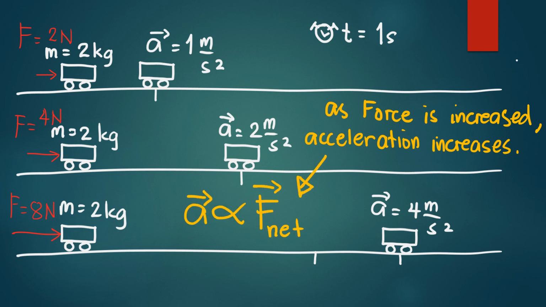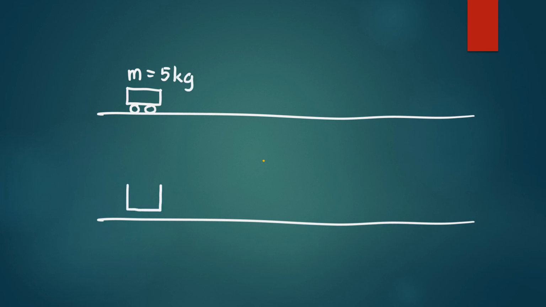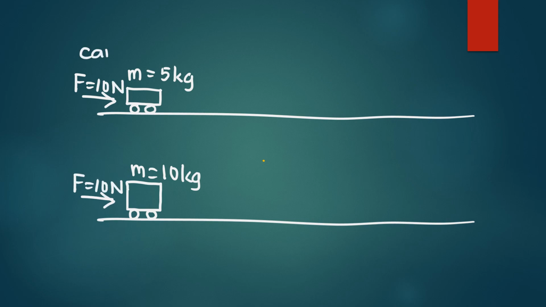Now let's investigate the effect of mass to acceleration. Two wooden carts lying on a frictionless horizontal floor are pushed with equal amounts of forces of 10 newtons to the right. The first cart has a mass of 5 kilograms, while the second cart has a mass of 10 kilograms. Which of the two carts will have greater acceleration?